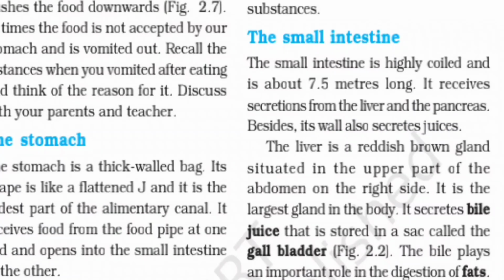The small intestine is highly coiled and is about 7.5 meters long. It receives secretions from the liver and the pancreas. Besides, its wall also secretes juices.